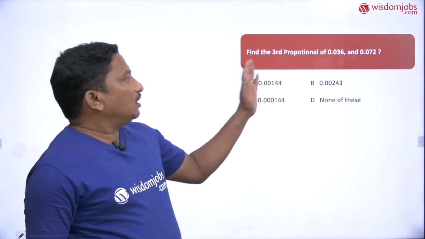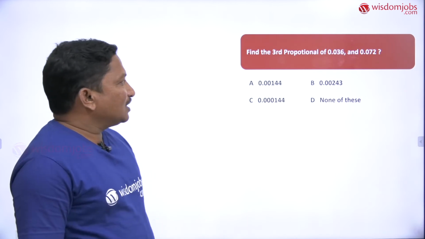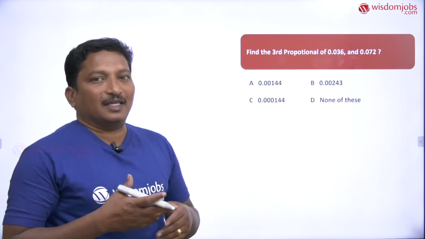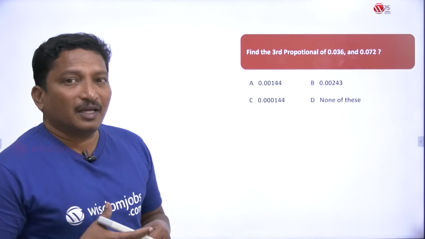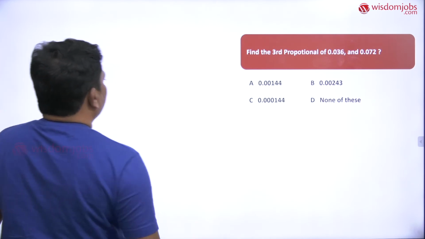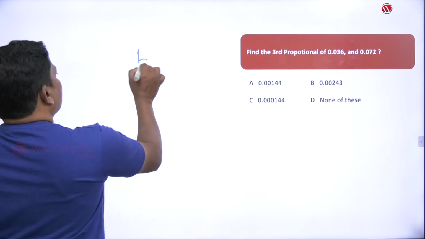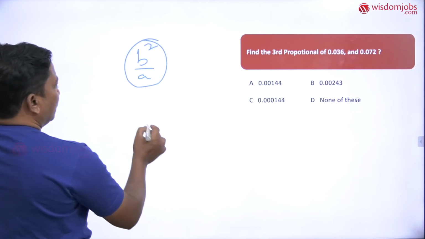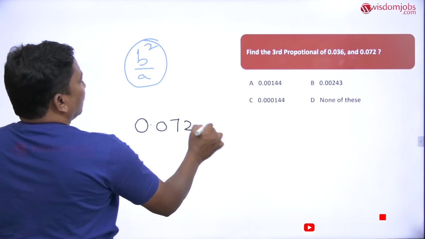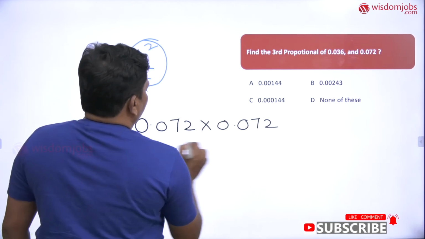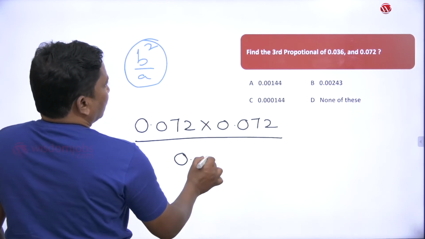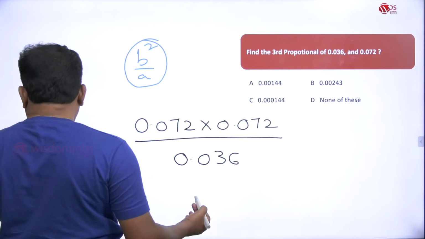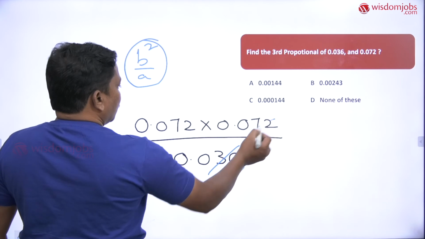Find the third proportion of 0.036 and 0.072. These are decimal values. What is the formula here? B square by A. Substitute the values in the formula to get the answer. That equals 0.072 into 0.072 by 0.036. Simply take the 36.